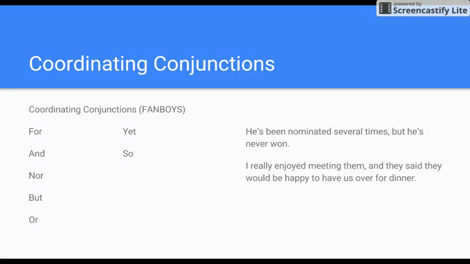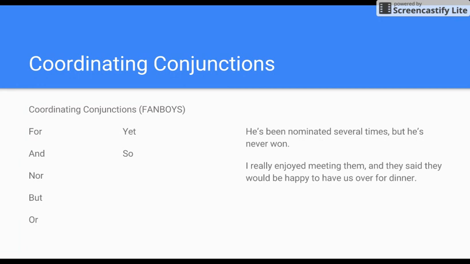So let's look at the first example. He's been nominated several times, but he's never won. We use comma and then but, the coordinating conjunction. Okay? Let's look at the second example. I really enjoyed meeting them, and they said they would be happy to have us over for dinner. Again, we use comma and then the coordinating conjunction, which is and.